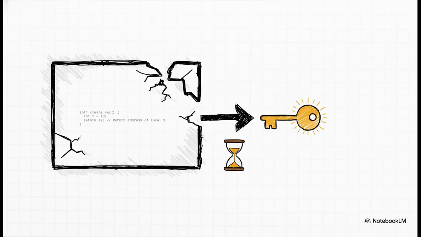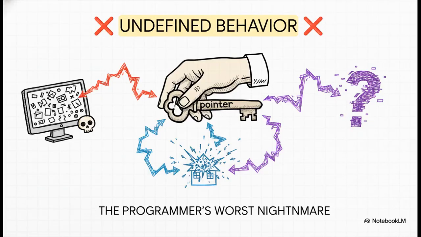So this function is promising to give us the location of x. But just think back for a second. What did we just learn about the lifetime of a normal local variable like x? Remember? It's temporary. No, this is so not safe. In fact, this is one of the all-time classic, most dangerous mistakes you can make in C.